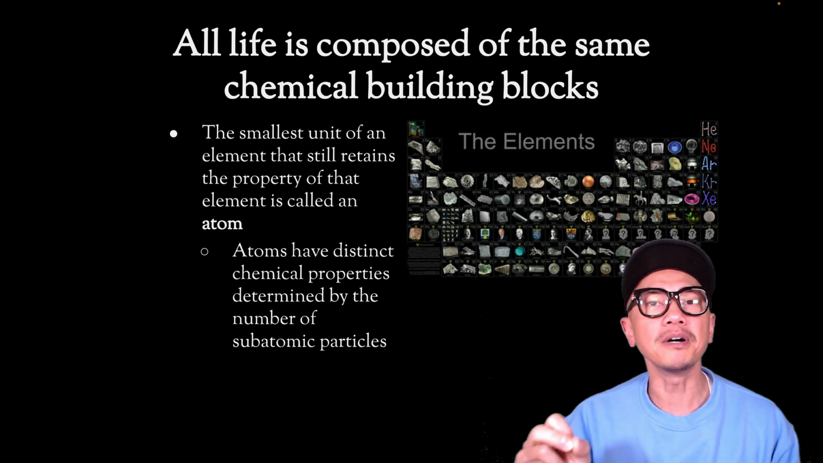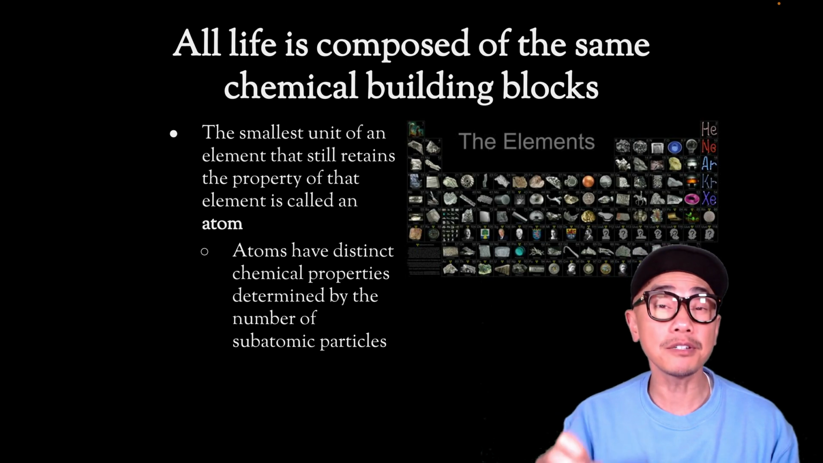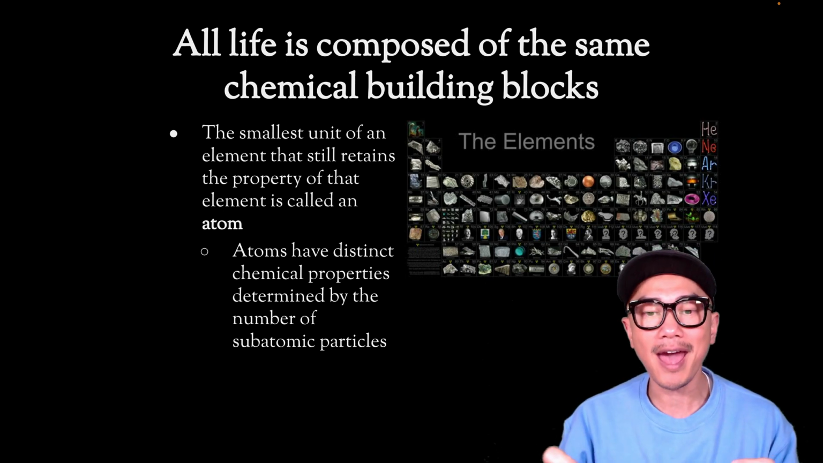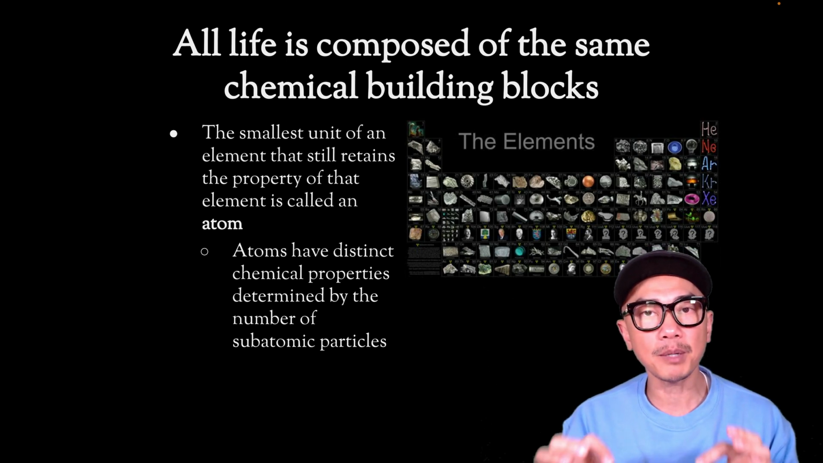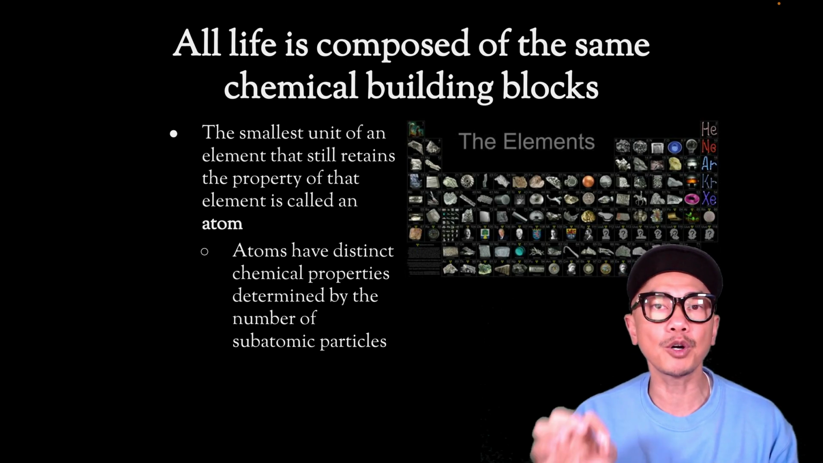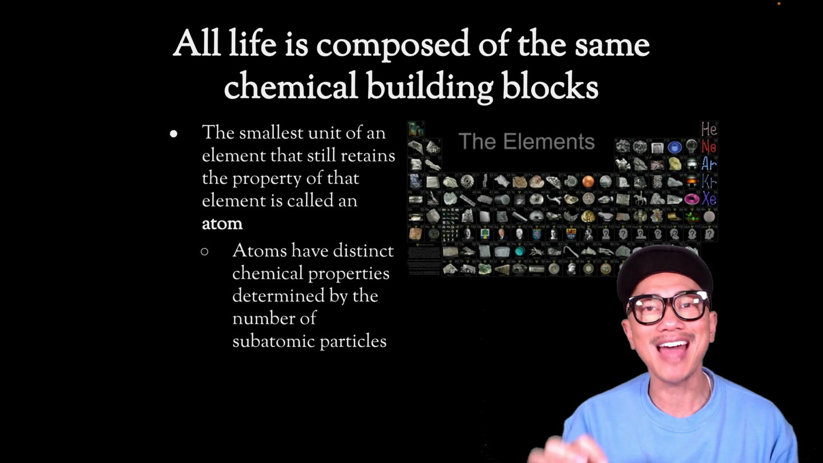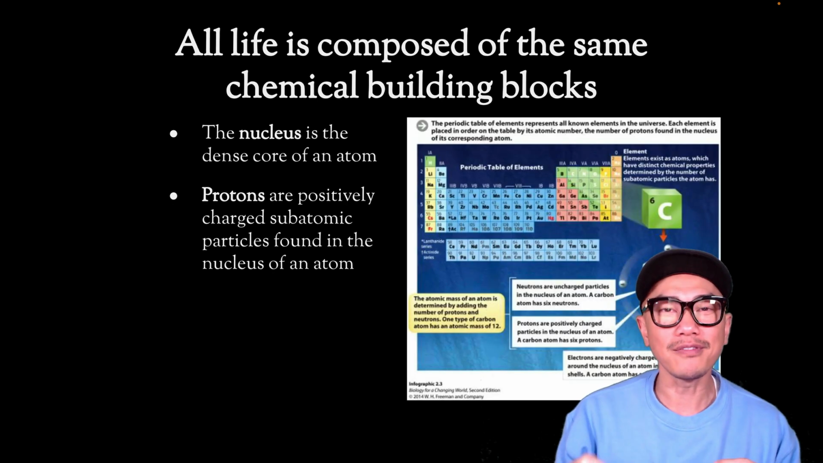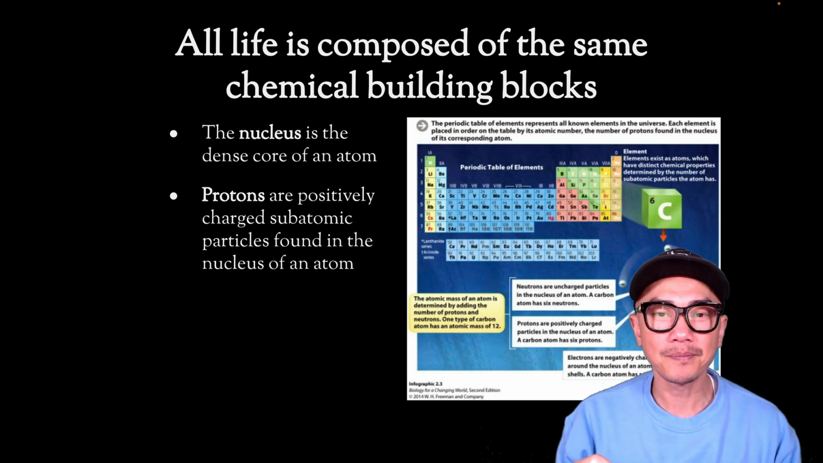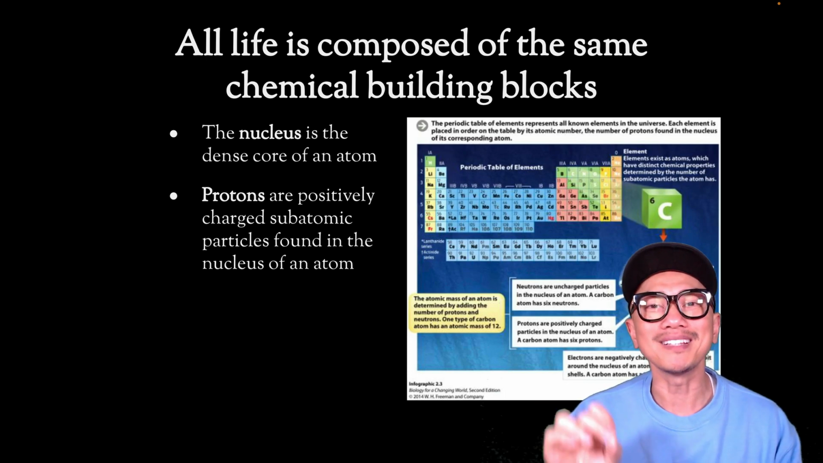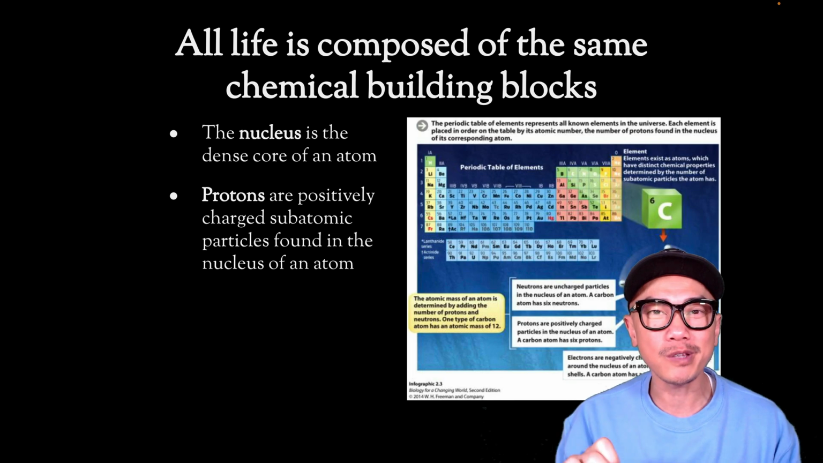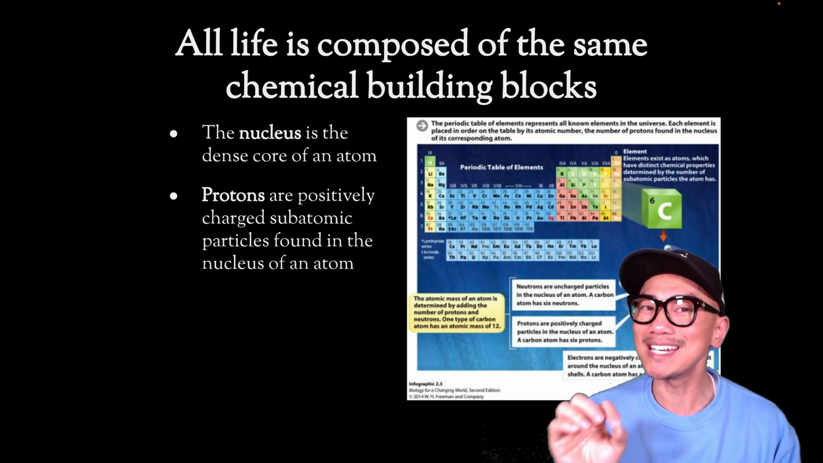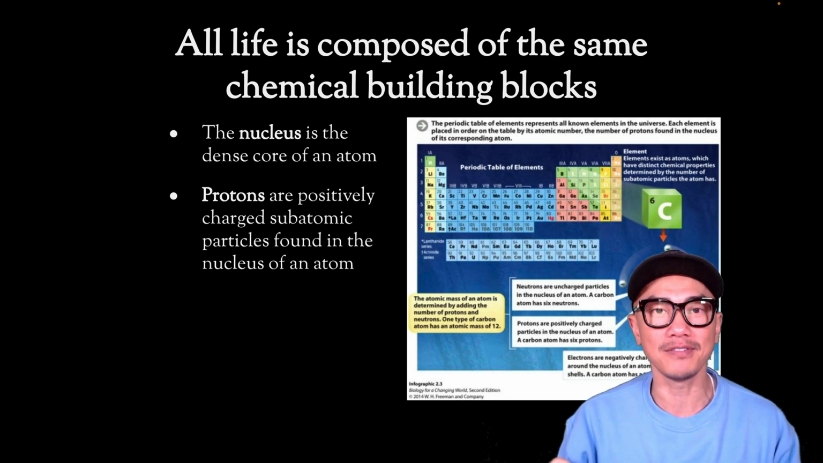Elements are made up of atoms. Atoms differ in the number of protons, neutrons, and electrons they have. These subatomic particles determine the chemical properties of any given atom or element. The dense core of an atom is called the nucleus. The nucleus makes up less than 0.1% of the volume of an atom, but makes up 99.9% of the mass of an atom.